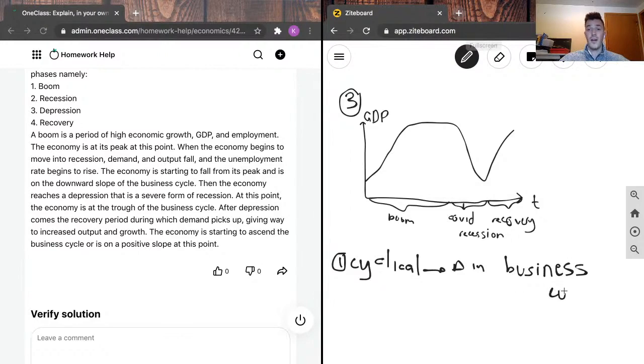Other types of unemployment are seasonal. So think of a plow driver. They've got a job in the winter when it's snowing, but when summer comes around, you're not needed as a plow driver. Some crop industries and things of that nature are also seasonal unemployment.